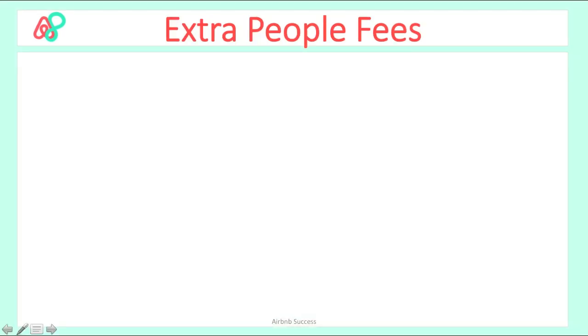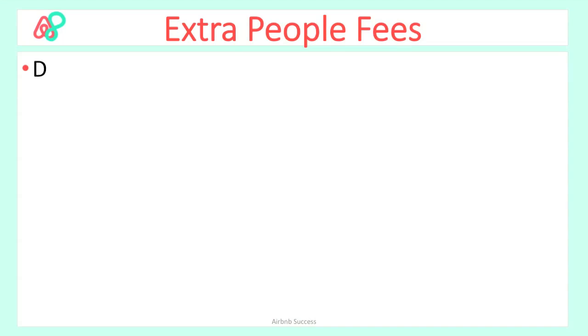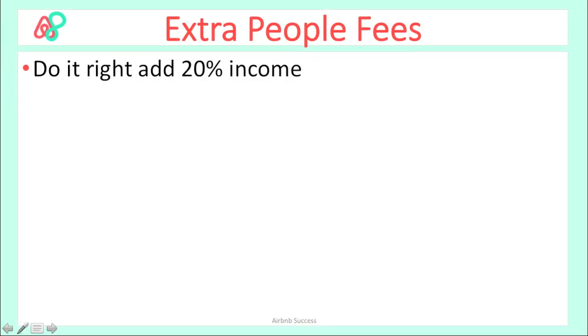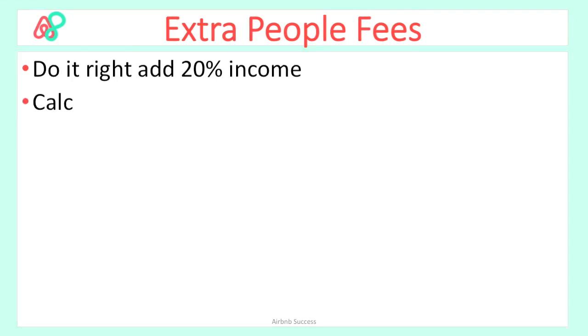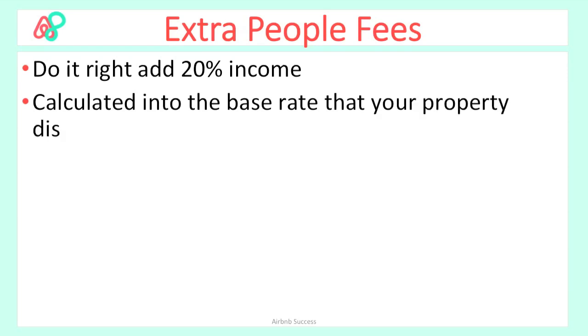Within the extra charges, we also have the extra people fee. If you do this right, this will add 20% to your income. Yes, it will. The extra fee is calculated into the base rate that Airbnb displays, so it is rarely scrutinized. Only experienced users know there's such a thing, and it's tricky to even find out.